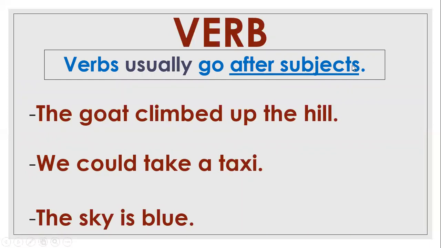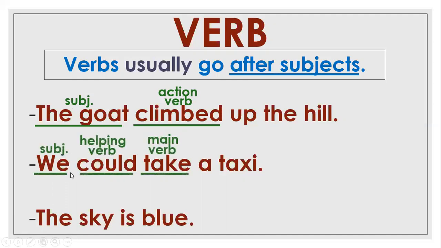Verbs usually go after subjects immediately. Example: the goat climbed up the hill. The goat is at the beginning of the sentence, and it performed the action of climbing, so it is the subject. Climbed came immediately after the subject, and it is an action word, so it is the verb. So the goat is the subject and climbed is the verb.